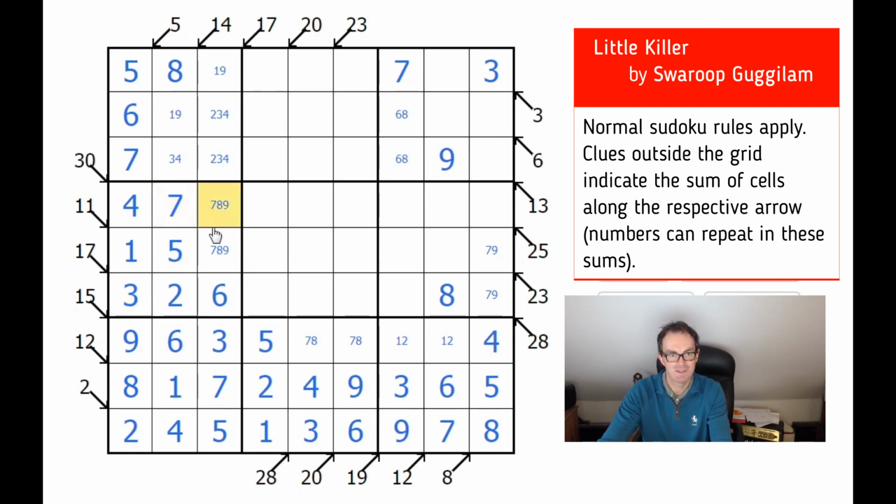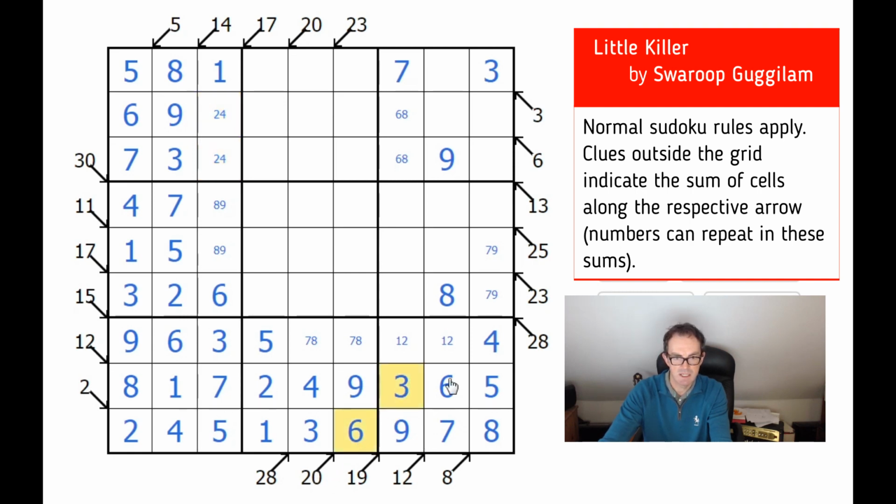That must be a 7 now. This must be a 1. 3 here. Okay, so there we go. We get to this position, and now presumably we can use the diagonal totals to disambiguate these pairs.